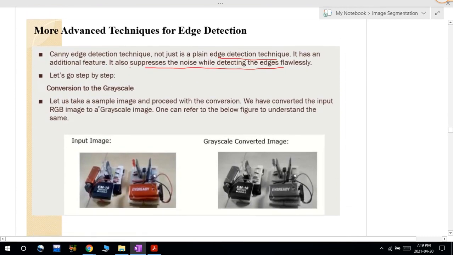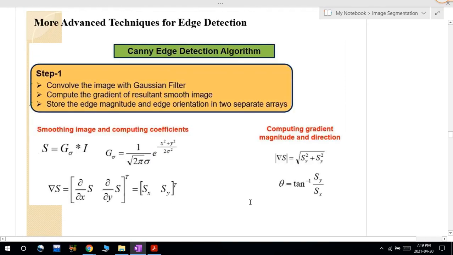First I will try to convert the color image into a grayscale image. This is the basic step in any edge detection algorithm. So what are the Canny edge detection steps?